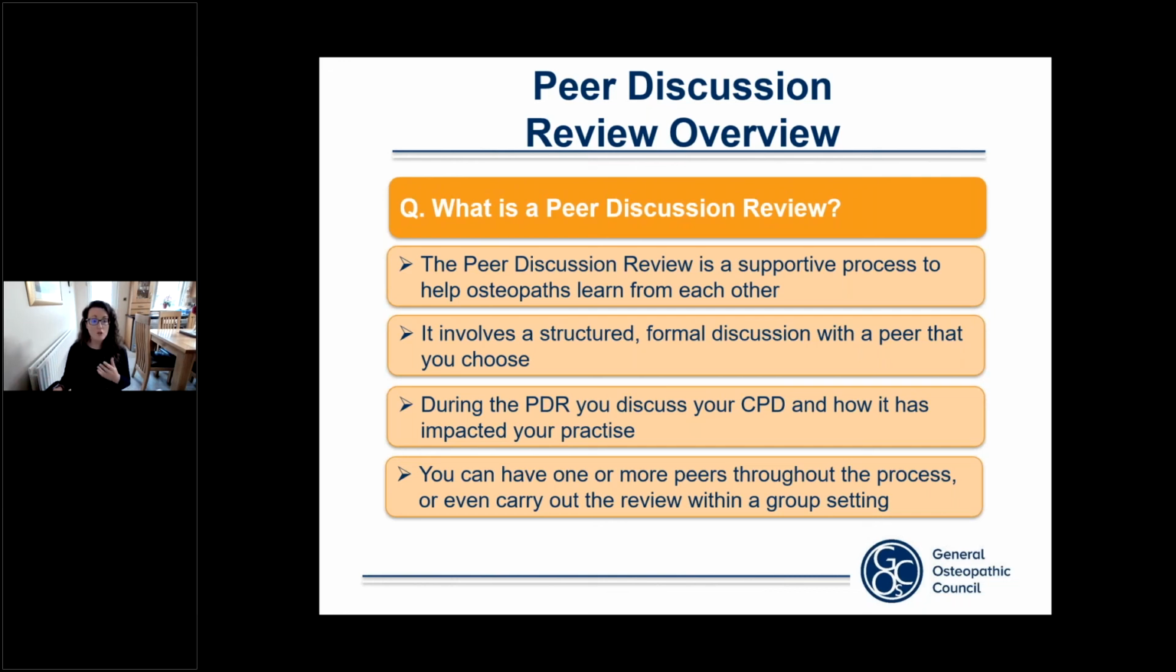And then you can have one or more peers throughout the process, or even carry out the PDR within a group setting, for example, in your regional CPD group. If you have chosen somebody to do your case-based discussion with, you don't have to have that same person to do your peer discussion review with, but you can. If that's easy and you've built up that rapport and trust, then that would be ideal.